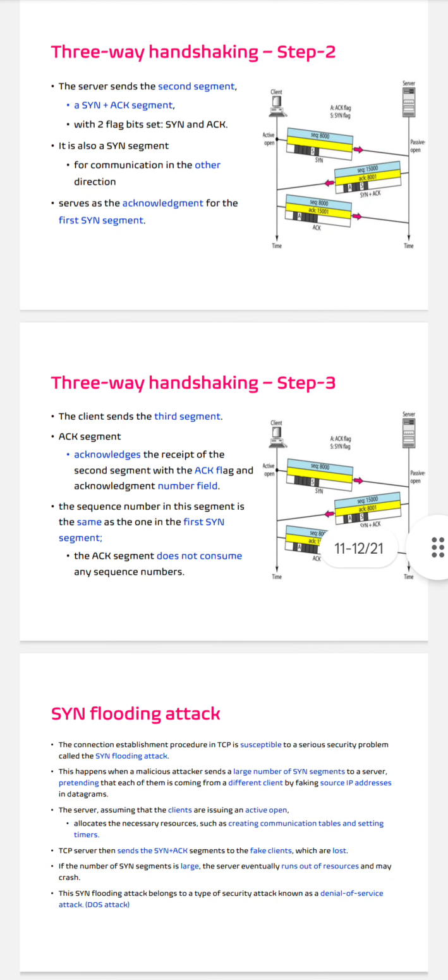Step 3: the client sends the third segment, an ACK segment, to the server to acknowledge. The sequence number in the segment is the same as the one in the first SYN. The segment does not consume any sequence number.